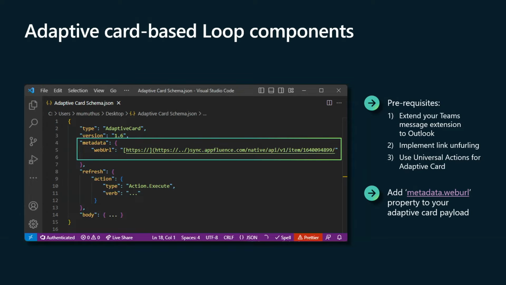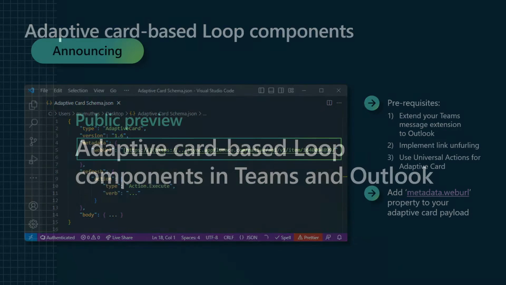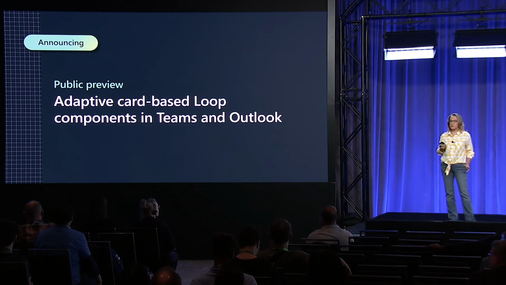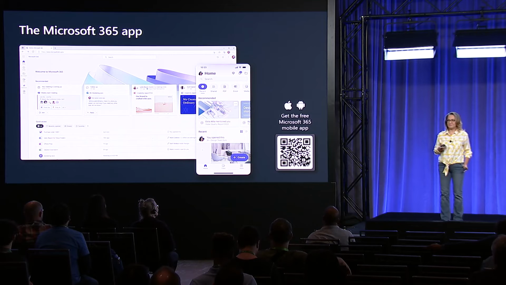In the last demo, we have also seen that adaptive card-based loop components enabled portable pieces of content that stay in sync across Microsoft 365 experiences. To enable adaptive card-based loop components in your message extensions, you simply need to add the metadata web URL property in your adaptive card payload. That's it. Adaptive card-based loop components in Teams and Outlook have been in private preview since last Build, and we are very excited to share that they are coming to public developer preview next month by June. So just watch out for that.